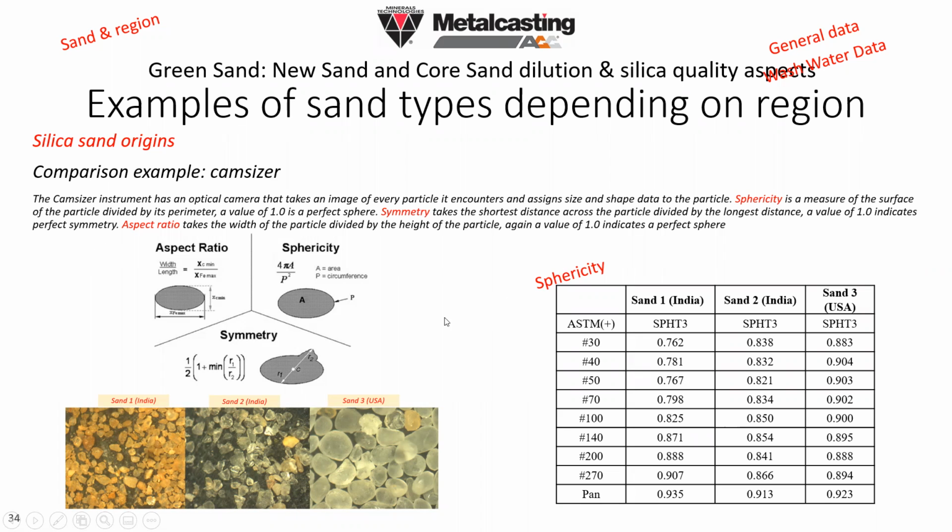As you can see, the sphericity of sand 1, 2, and 3. Here with sand 3, we are much closer to 1, showing that the sphericity is much better on sand 3 compared to sand 1 and sand 2. It's a good way to characterize the sand physical aspect in terms of sphericity, symmetry, and aspect ratio. Well, next slide now.